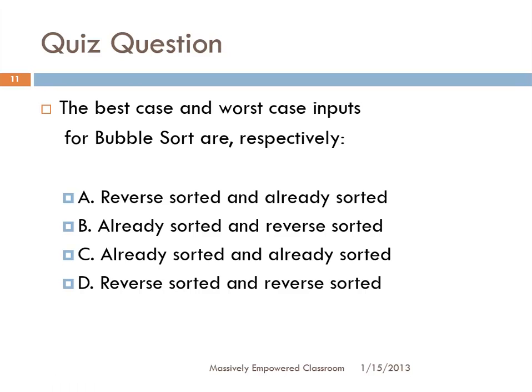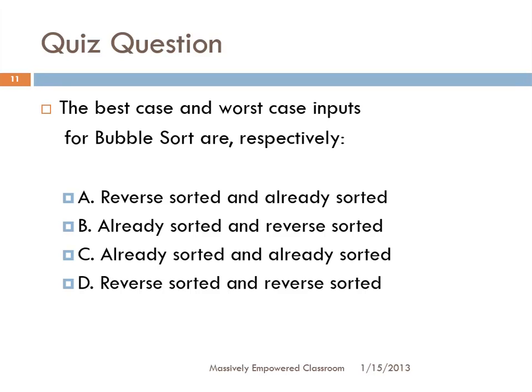So here is a question for you. The best case and worst case inputs for bubble sort are respectively: option A, reverse sorted and already sorted? Option B, already sorted the best case and reverse sorted the worst case? Or option C, both already sorted is the best and worst cases? Or option D, both reverse sorted is the best and worst cases? What is the right answer?